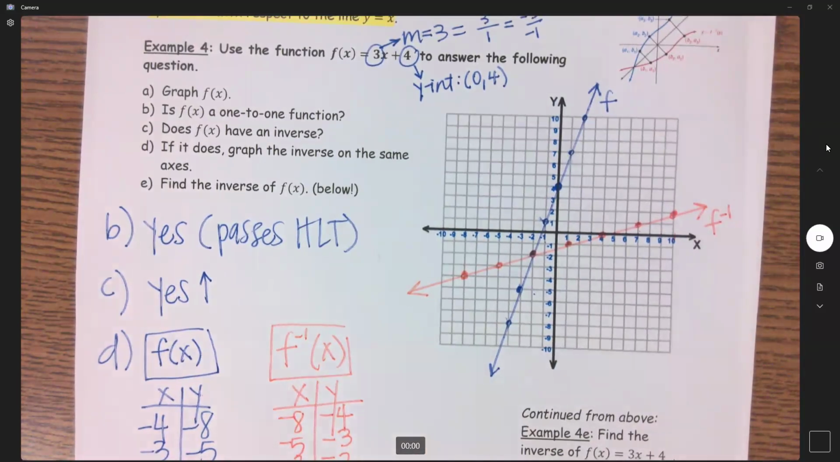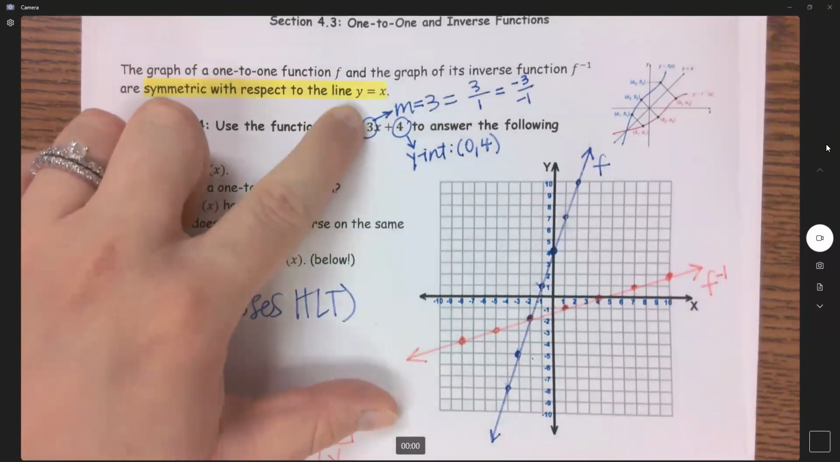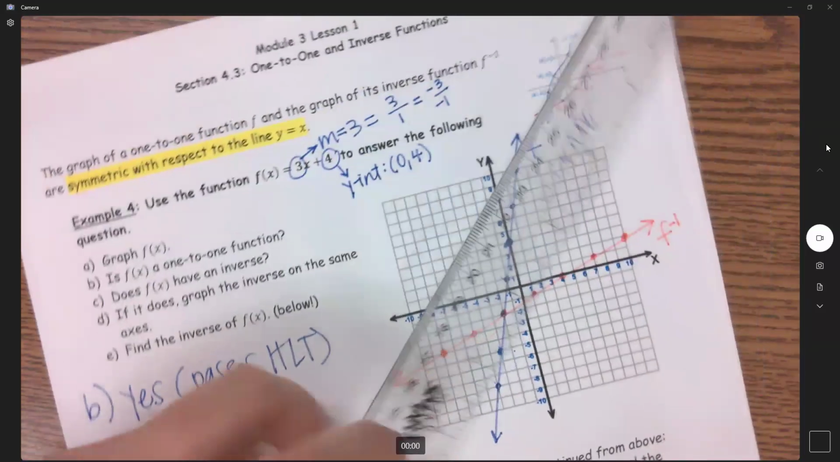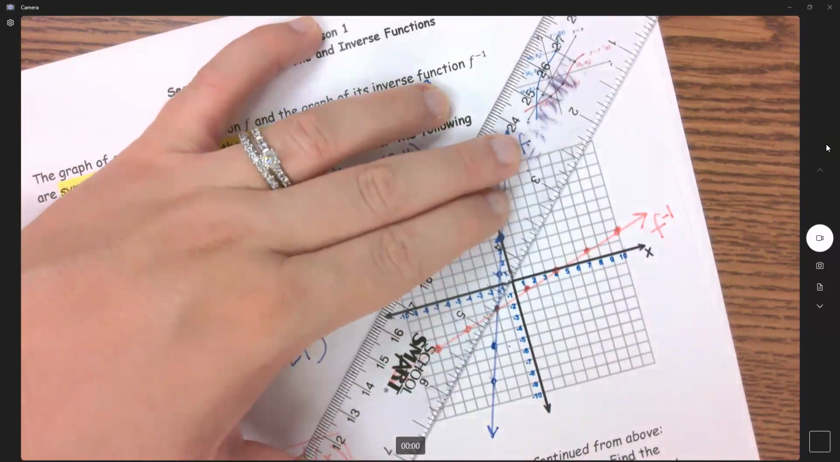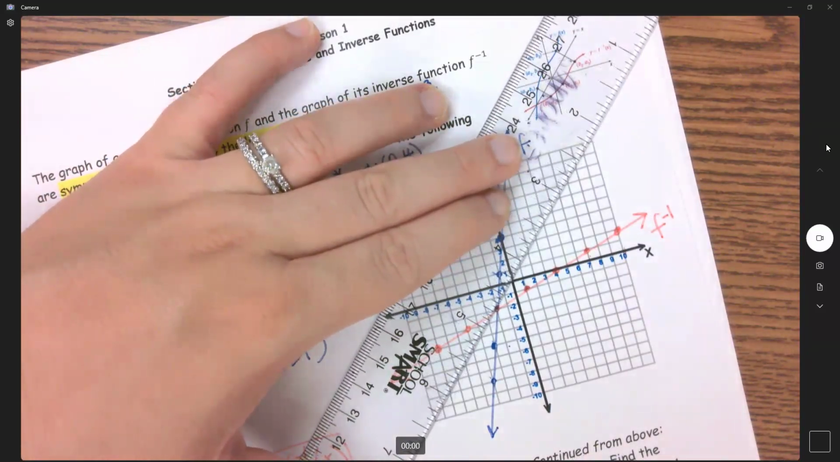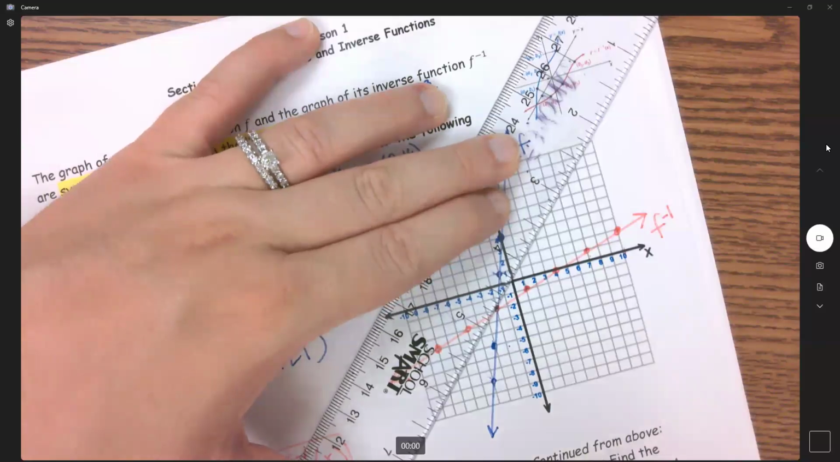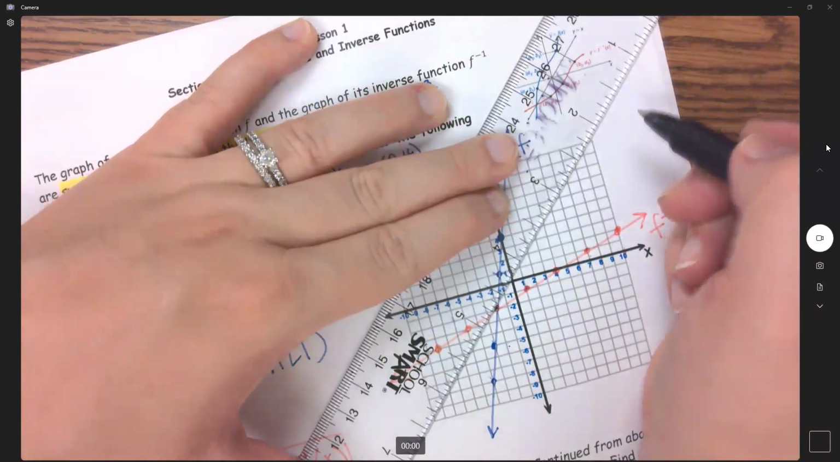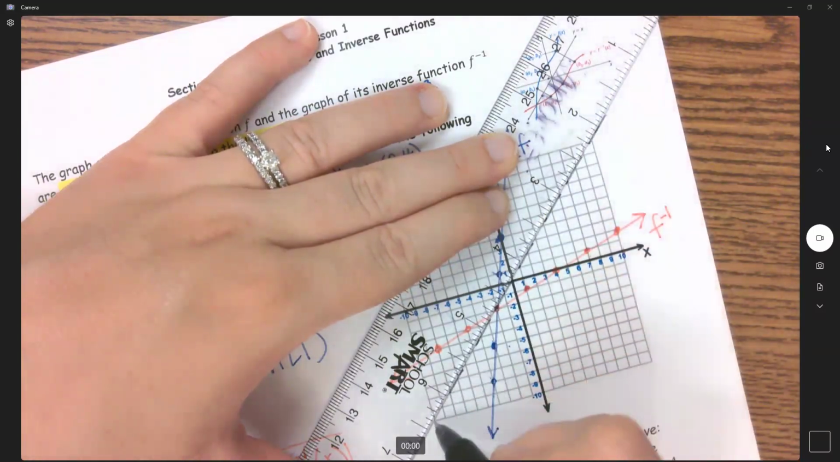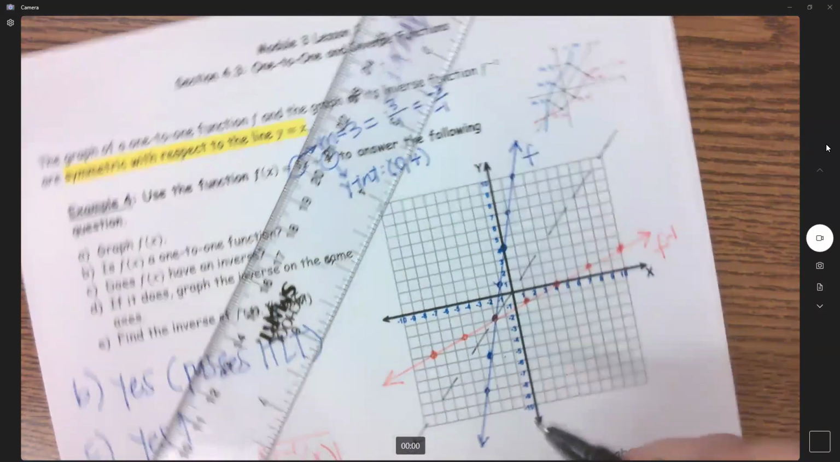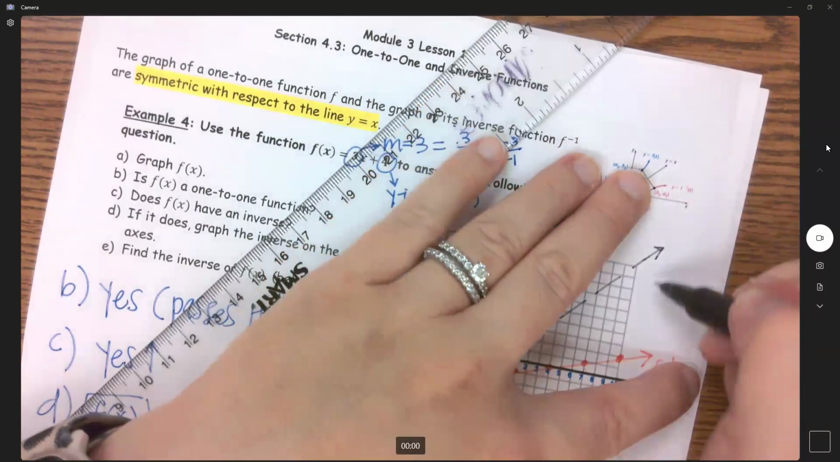Now, if you are a visual person like I am, also draw in my line of symmetry, this y equals x line. And so I'm going to go from corner to corner through the origin, and I'm going to put this in as a dashed line because it's not really part of the graph. It's just kind of here for visual purposes. This is my line of y equals x.